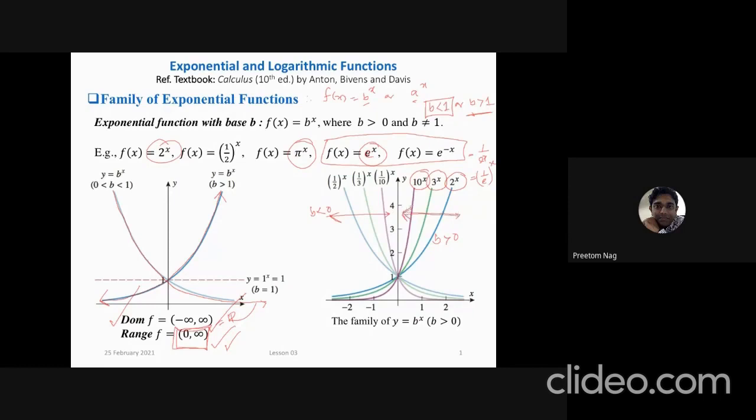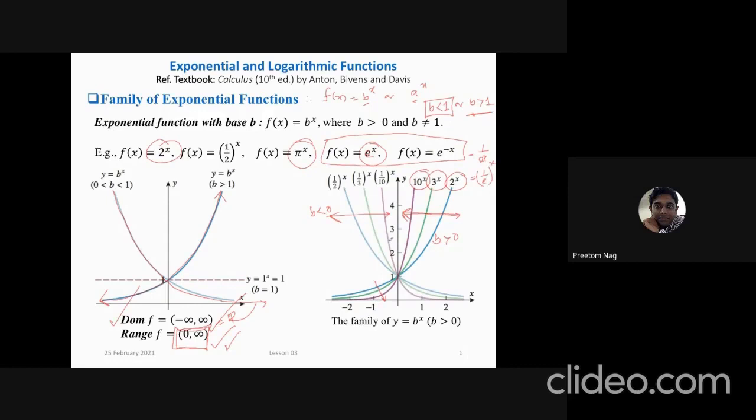If b is greater than 0 and b is increasing, the graph will be closer to the x-axis in the positive side, and the graph will be closer to the y-axis in the positive values of x. The graph will be closer to the x-axis in the negative values of x if b is greater than 0.